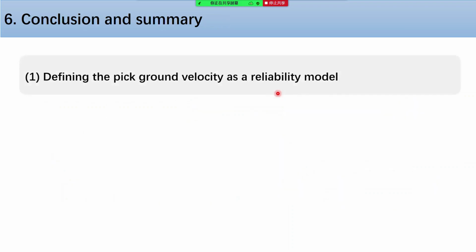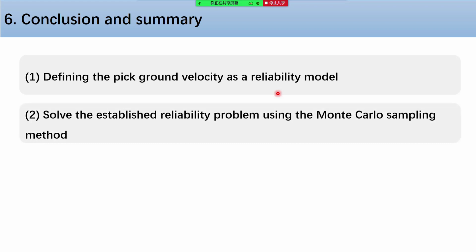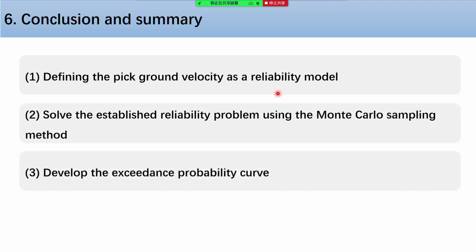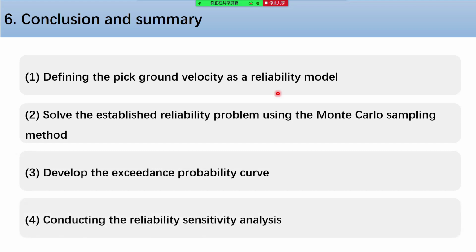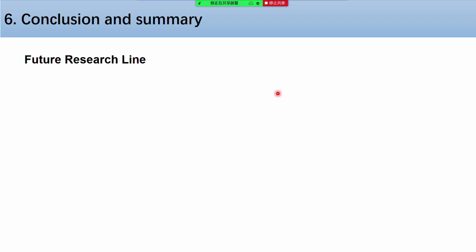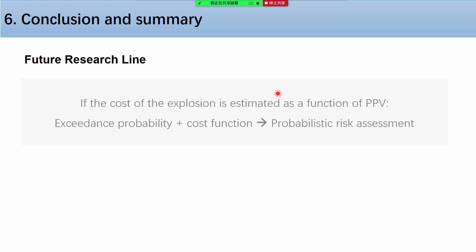So here is the conclusion and summary. What we did was define the peak ground velocity, the peak particle velocity, as a reliability model. Then we established the reliability and solved it by Monte Carlo, and further we developed the exceedance probability curve, and finally we conducted a sensitivity analysis to understand the effect of each parameter on the exceedance probability of the PPV. My last word is the future research line.